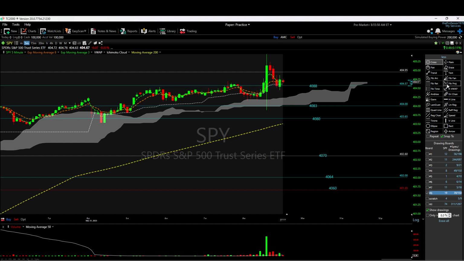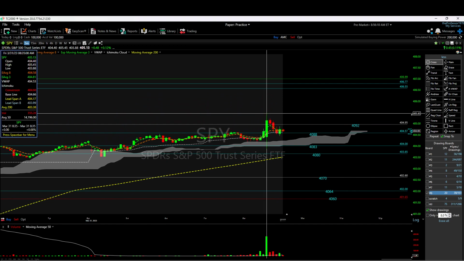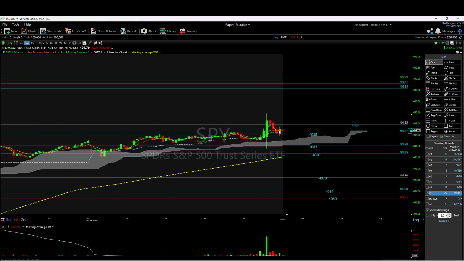492 roughly. That's a right-hand side one, so it probably won't work as well, but I'm going to have it up anyway. And if it breaks through that, which it did right here, I'm expecting it to actually retest this and then eventually trade up into this level.